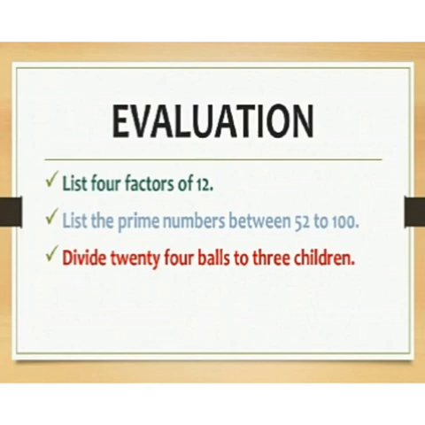Question 1 says, list 4 factors of 12. Question 2, list the prime numbers between 52 to 100. Question 3. Divide 24 balls to 3 children.